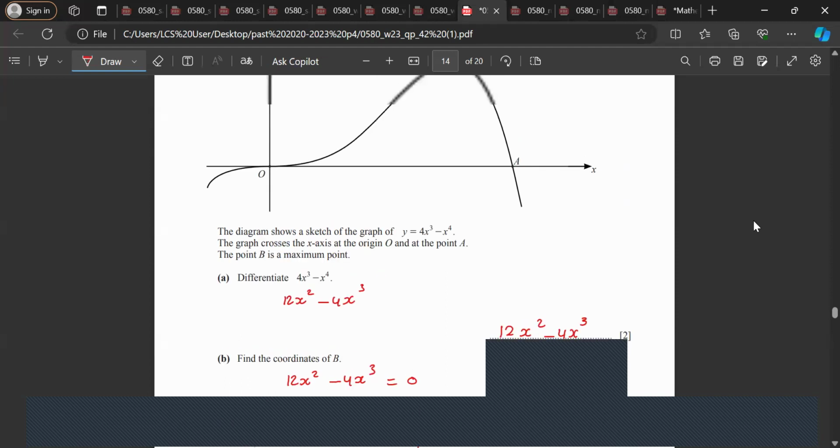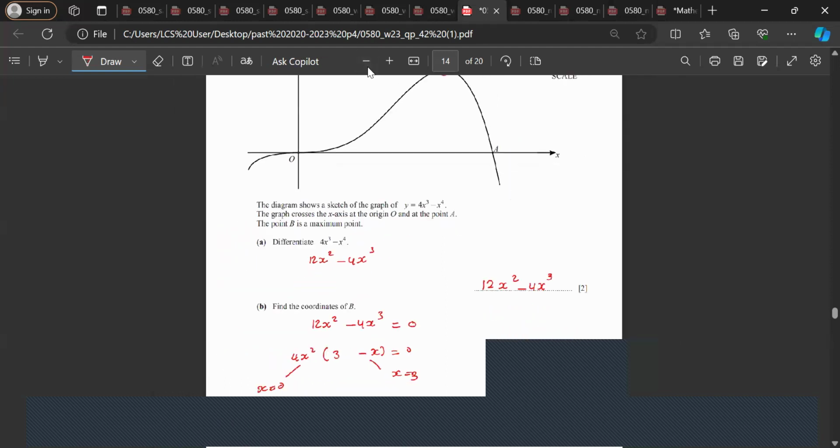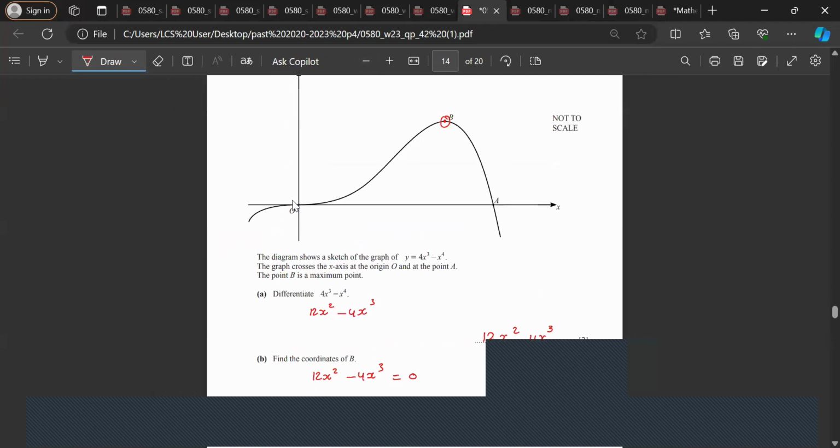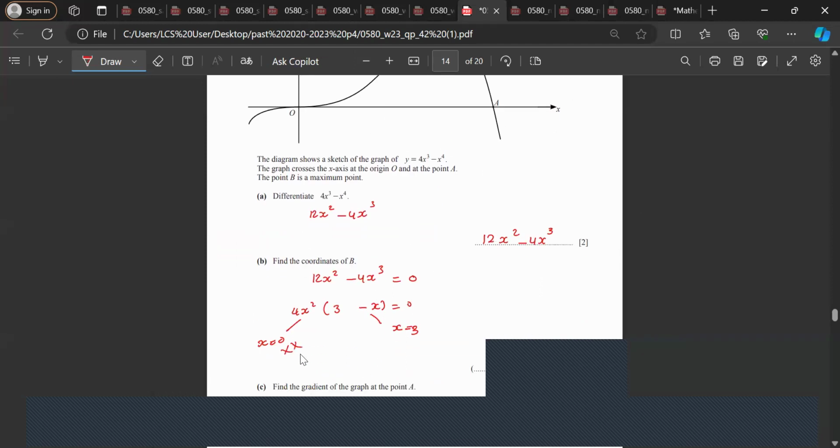Okay, look here at the question. You got 2 points, x equals 0 and x equals 3. What do you think? The x of point B could be 0 or 3? Of course 3, so 0 is not the targeted one. So x equals 3. Then put it in y: 3 power 3 minus 3 power 4. It will be 27.